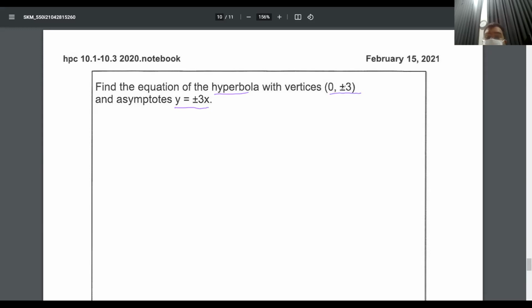With the vertices being (0, plus or minus 3), that's the same as saying (0, 3) and (0, -3). Since the vertices are going up and down, we know ours is going to be vertical. So our equation is going to look like this as a baseline: (y minus k) squared over a squared minus (x minus h) squared over b squared. Remember, for hyperbolas the first one is always a squared, and then equals 1. So we know our equation has to look like that.